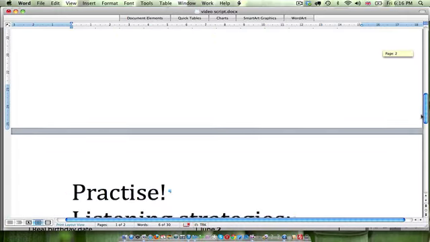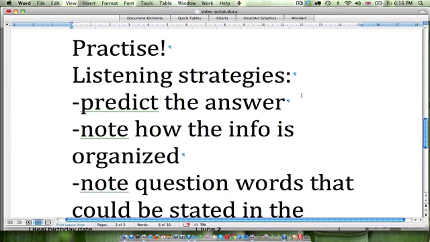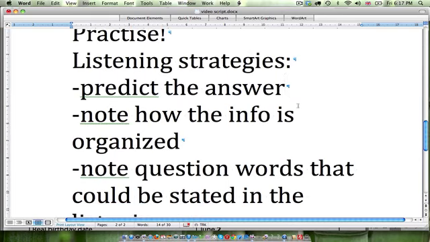Today we want to focus on practicing these listening strategies. So the first is to predict the answer, and this doesn't mean to actually predict what the answer is going to be. It's more predicting what type of word or words we're going to be listening for, whether it's an adjective or a noun, a date, a number, a name, a proper noun. So we want to look at the questions that we're given and try to guess what sort of information will be filled into them. We want to note how the information is organized.